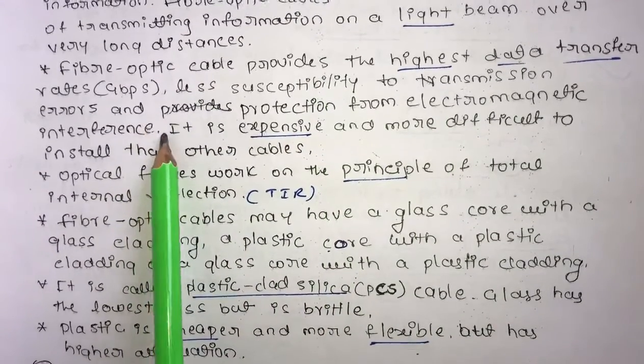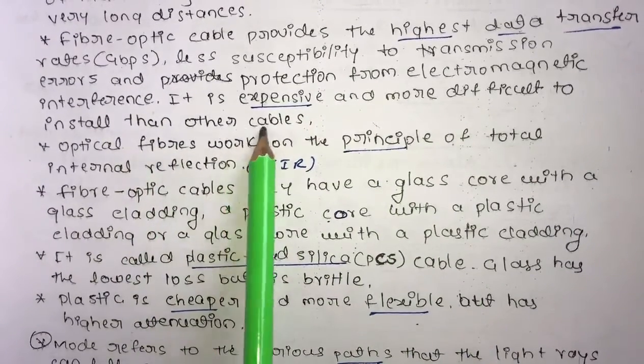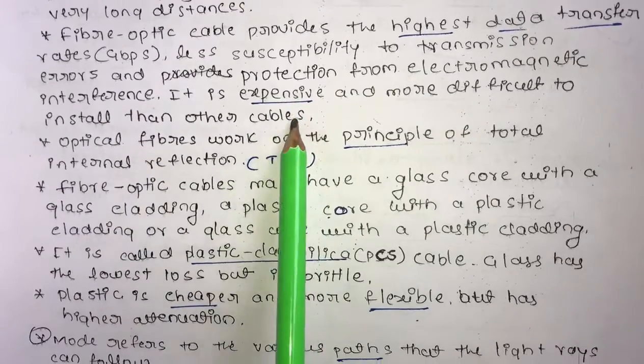So there is immunity to interference, and it is very expensive, no doubt, and more difficult to install compared to other cables. The initial capital cost is also high.